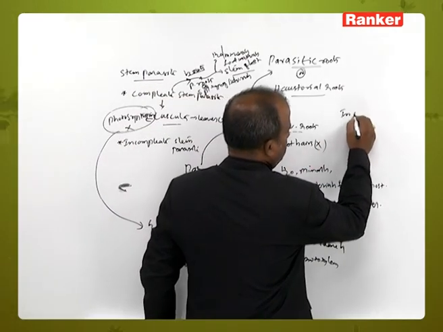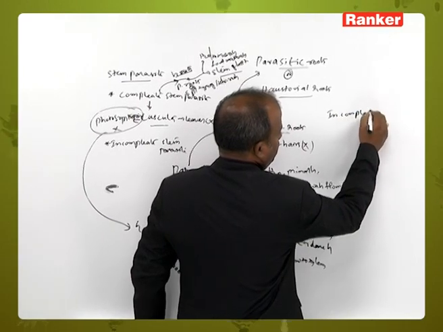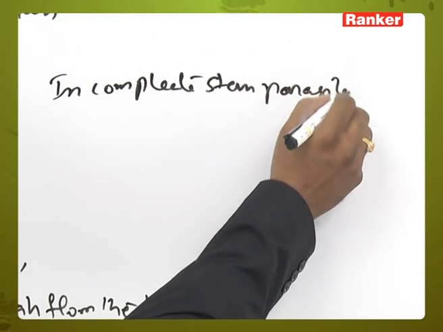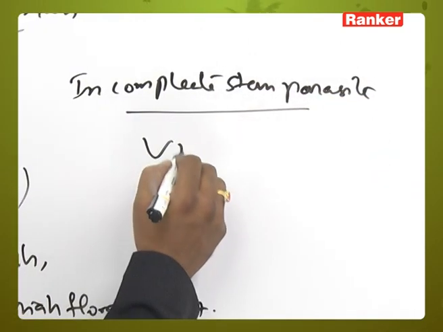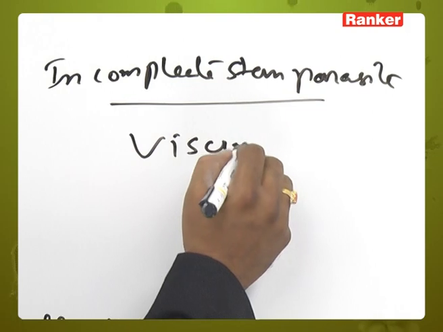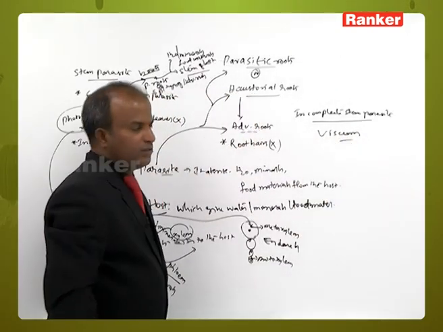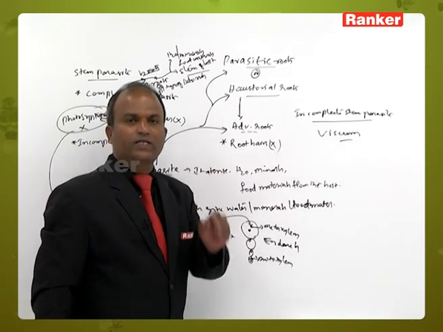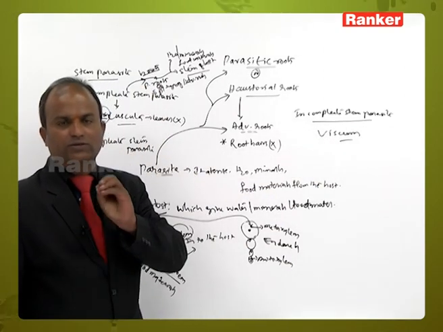Next goes to incomplete stem parasite. What is the example for incomplete stem parasite? That is nothing but Viscum. That means incomplete stem parasite is nothing but Viscum. Whether it shows leaves or whether it does not show leaves.